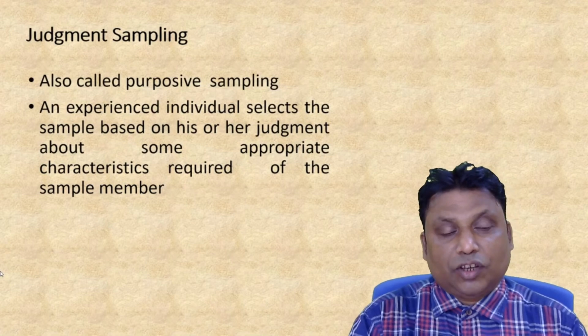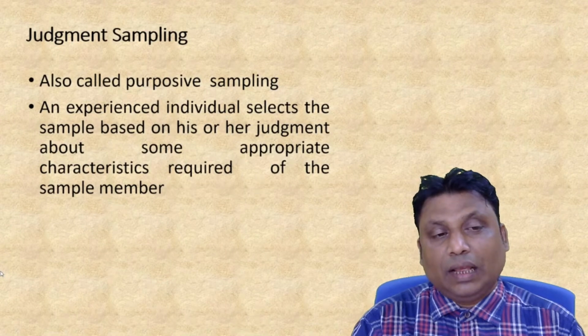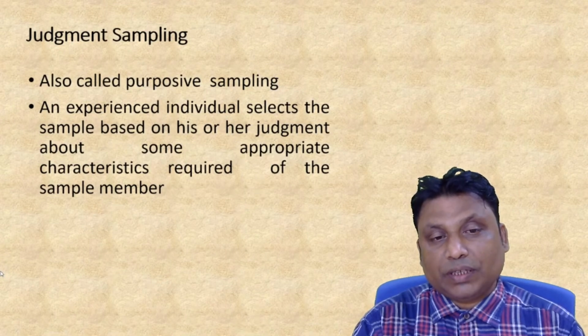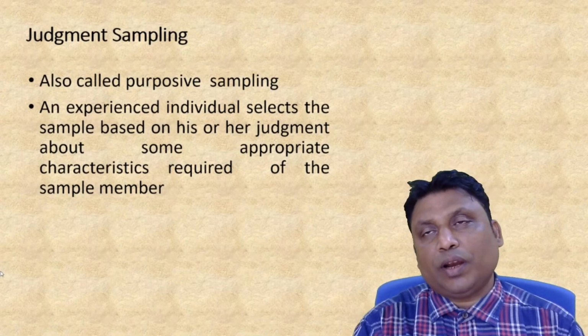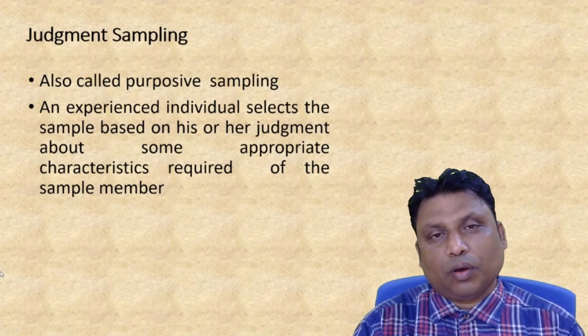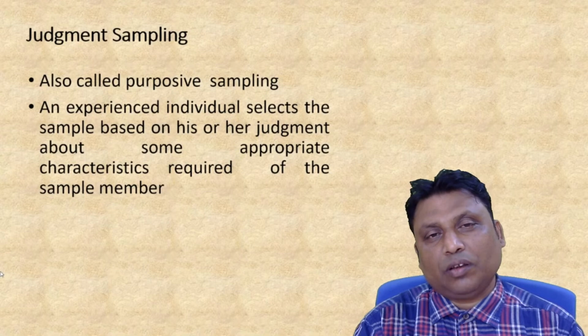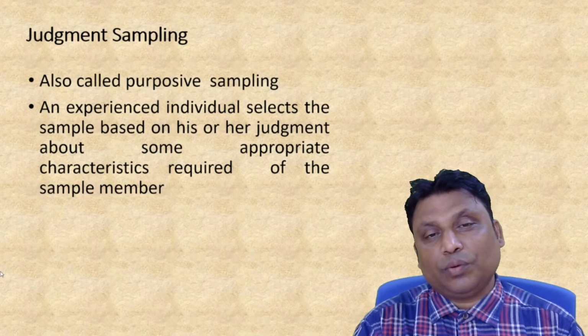Judgment sampling. Sometimes we can say this is purposive sampling. Purposive sampling means the individual selects the sample based on his or her judgment about some appropriate characteristic required of the sample member. Sometimes we discuss with each other, sharing the problem of the organization, or a problem of developing quality education, or any matter. So first you discuss with him and you judge. After judging, you collect the information for their solution.